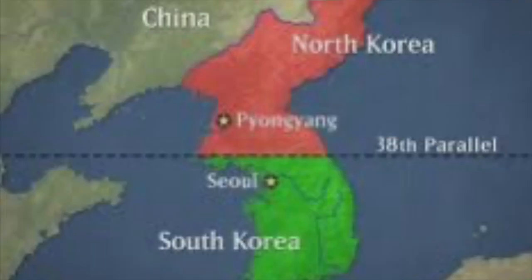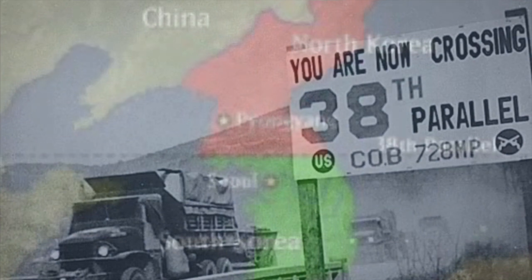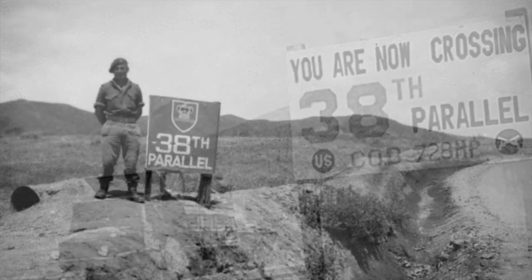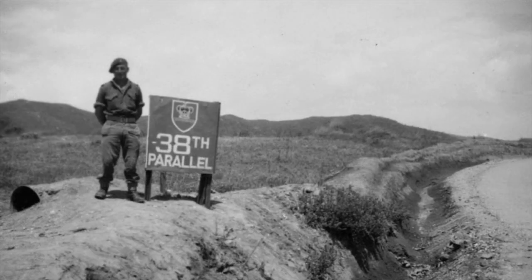The 38th parallel played a vital role in the start of the Korean War. The 38th parallel was the border between the two states of Korea. The Soviet Union had occupied the area to the north of the 38th parallel, and the United States controlled the south. This caused disturbance, which eventually led to the Korean War.